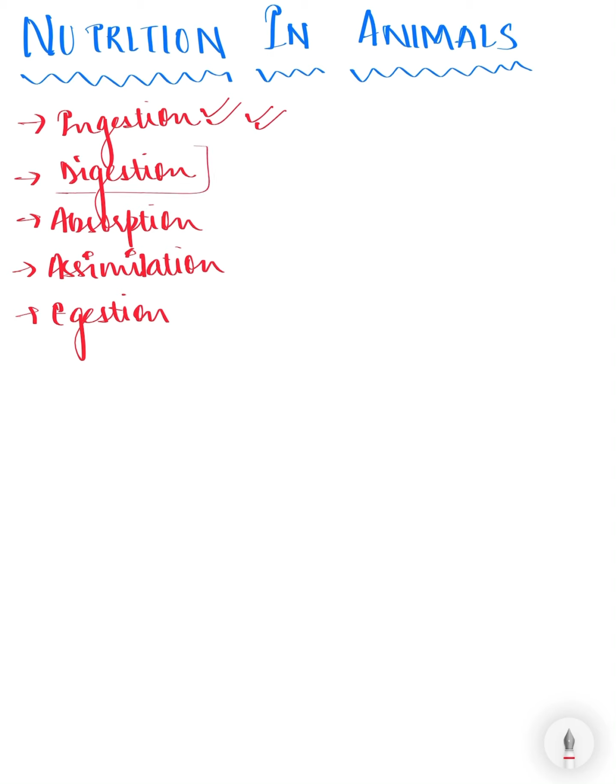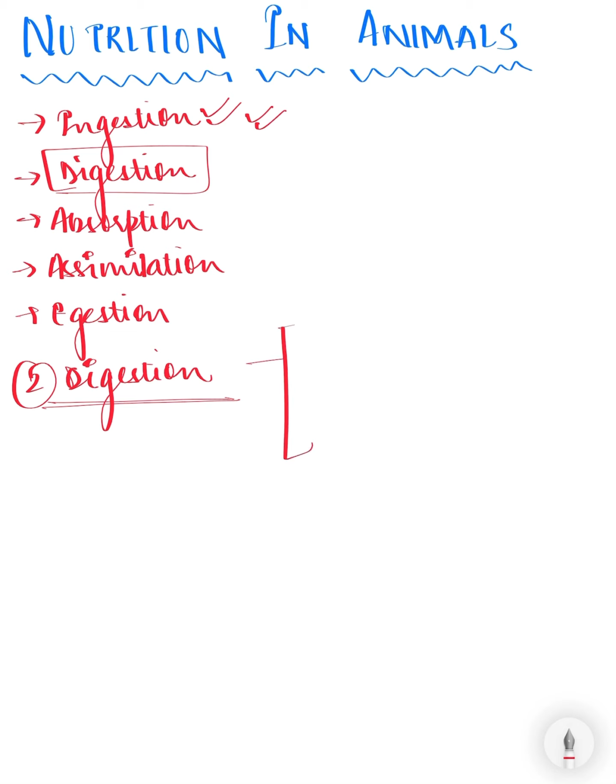Now in this video we'll talk about the digestion, the second step of nutrition. This step is very much in detail because here we have to digest the 3 very important nutrients: carbohydrates, proteins and fats. So let's start with it.